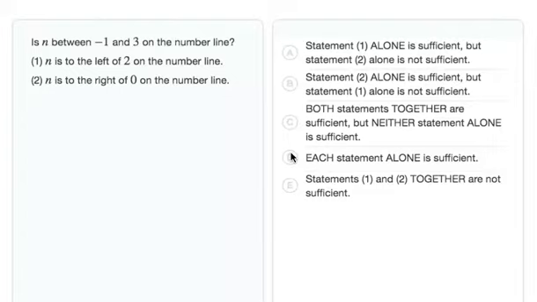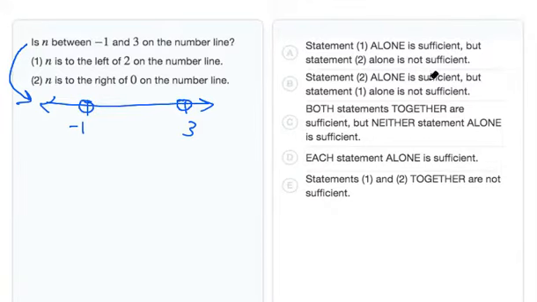So we definitely want to get a visual of what's going on and what we're asked for, because it's easier to have a visual as we're working through. On a number line, we have -1, 2, 3, and we want n to be somewhere in between here. We're definitely not going to include the endpoints, because it has to be somewhere between. So somewhere in this orange range. And we're asked whether it's in there or not.